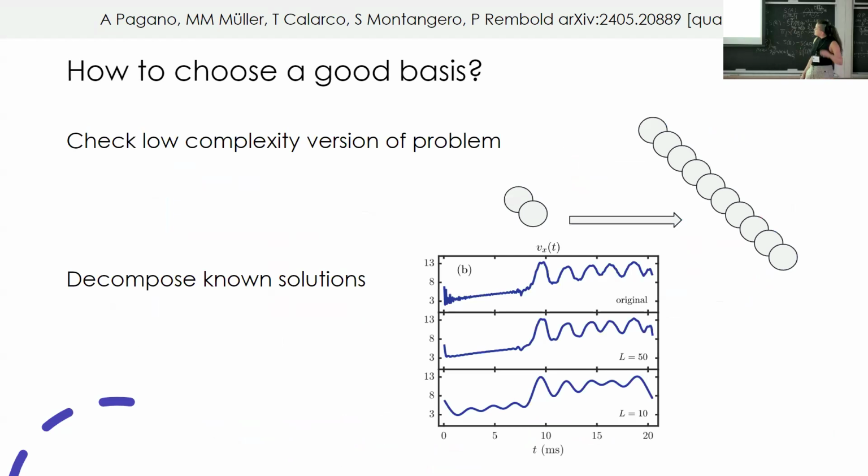And so we drew 2 conclusions from that. So if you want to choose a good basis for your optimization, maybe look first at a lower dimensional version of the problem, see what a good basis is there, and then try that for the higher one. And the second part is decompose known solutions. So if you know that there are certain features that you need in your pulses, then having bases that can describe them well and efficiently will probably help you to have a faster convergence.